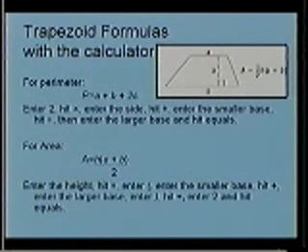For area, you have to find the average of the 2 bases. So you want to enter the height, hit times, enter open parenthesis, enter the smaller base length, hit plus, enter the larger base length, enter close parentheses, hit the divide sign, enter 2, and hit equals.